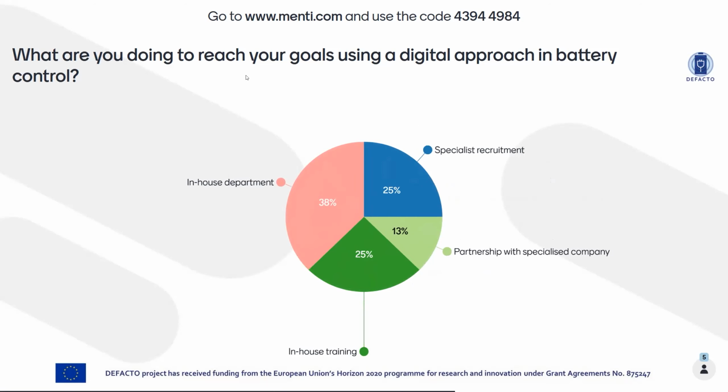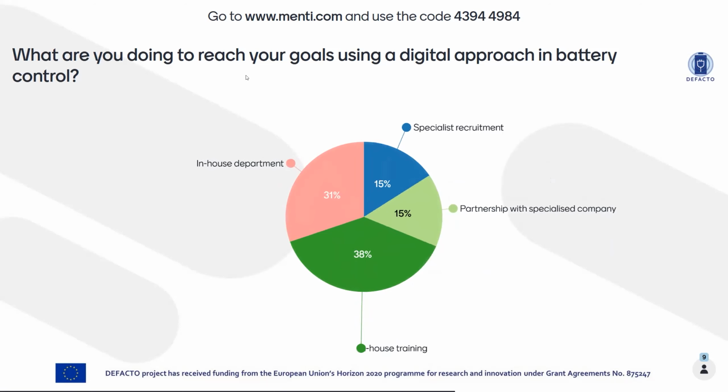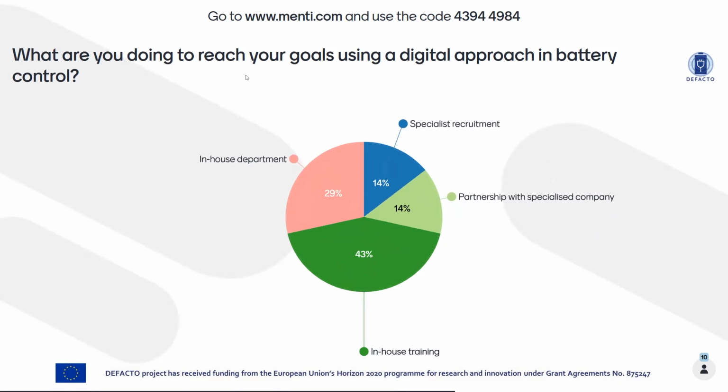Looks like quite a range, but in-house department and in-house training seem to be coming out as leading topics at the moment. So I guess this will be a function of what kind of people we have in the room. Some of you will work for large companies, automotive OEMs, tier one suppliers, etc. Others might work for smaller startup companies, etc.